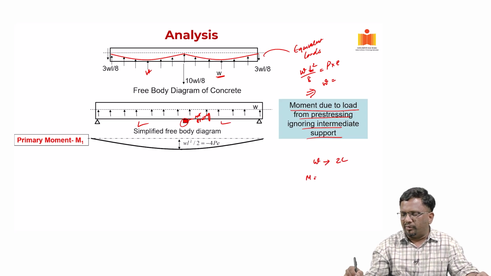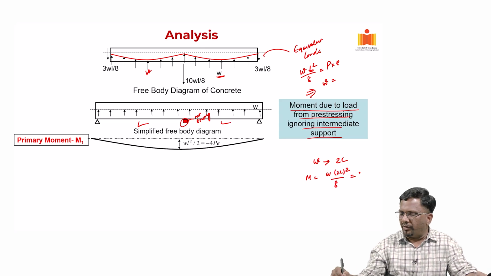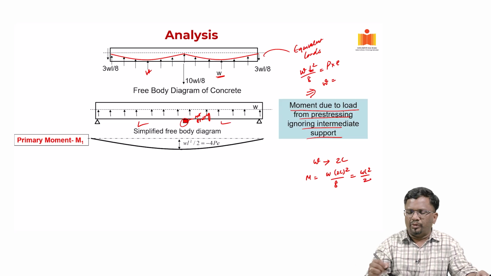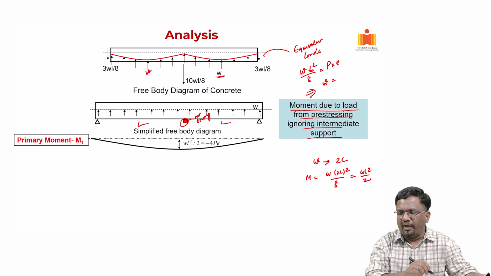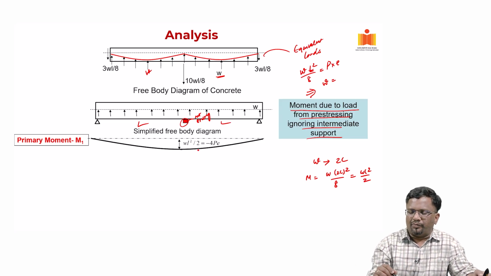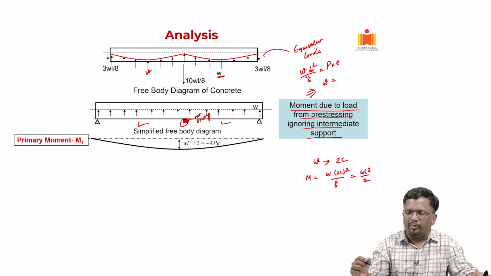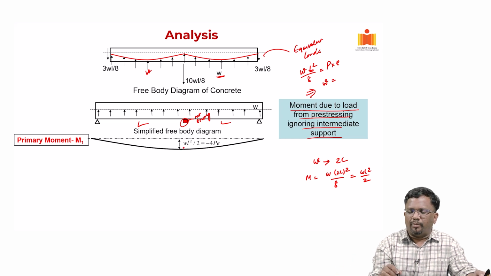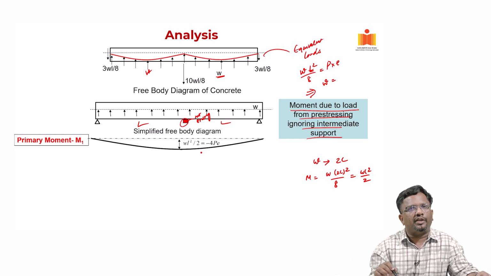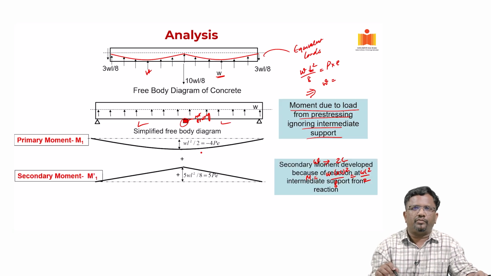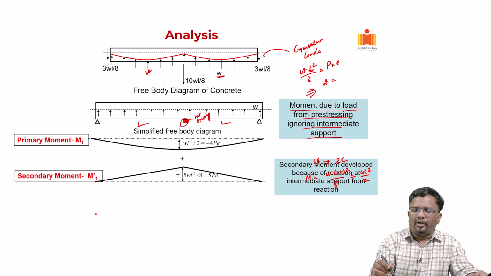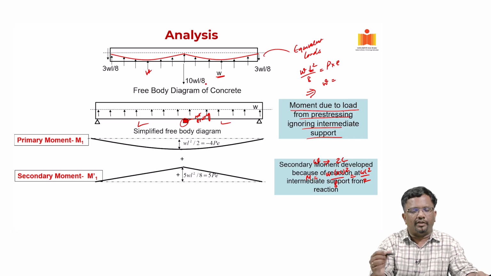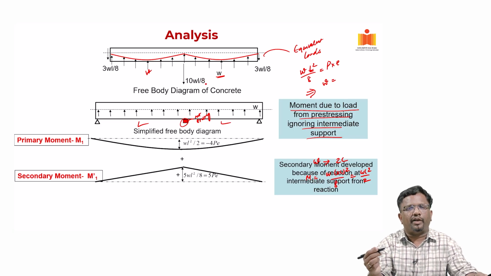So, what will be the maximum moment? W L square by 8. So, it is going to be W into 2L square by 8, which is going to be W L square by 2. So, that is what we have. And so, if I take P equal to W L square by 8, then W L square by 2 can be written as minus 4 into P. Now, what is the secondary moment? Let us say I have to calculate the secondary moment.